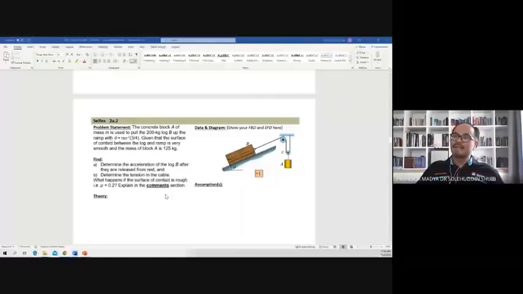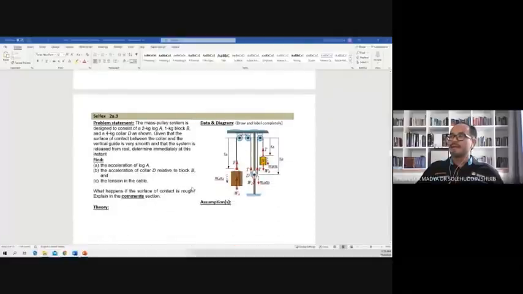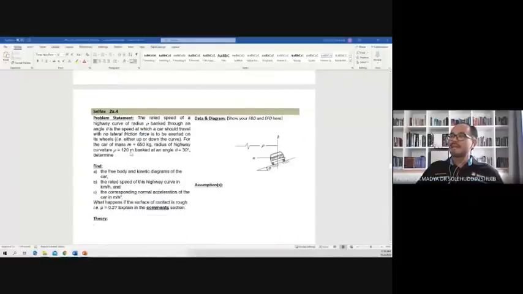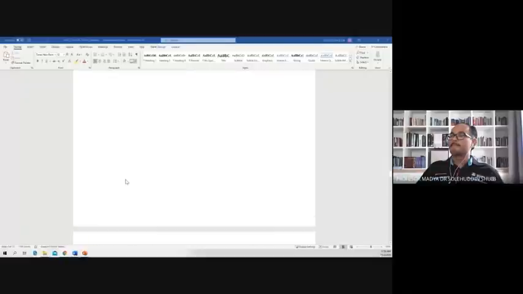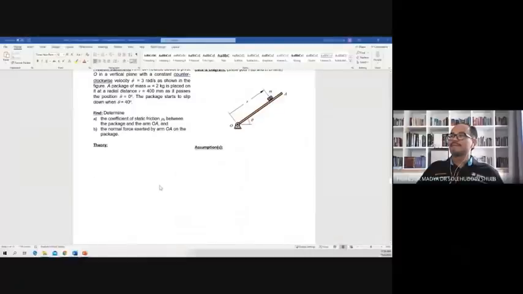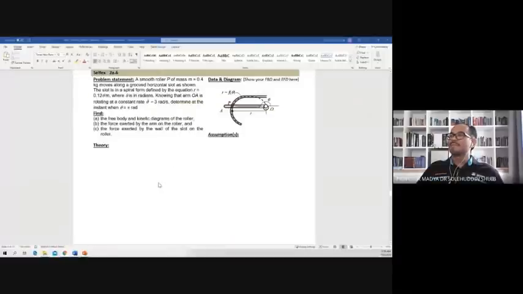This is related to a pulley system, also a pulley system. This one is the one that I discussed last time, the ramp problem. This one is related to what we discussed today. This one also.